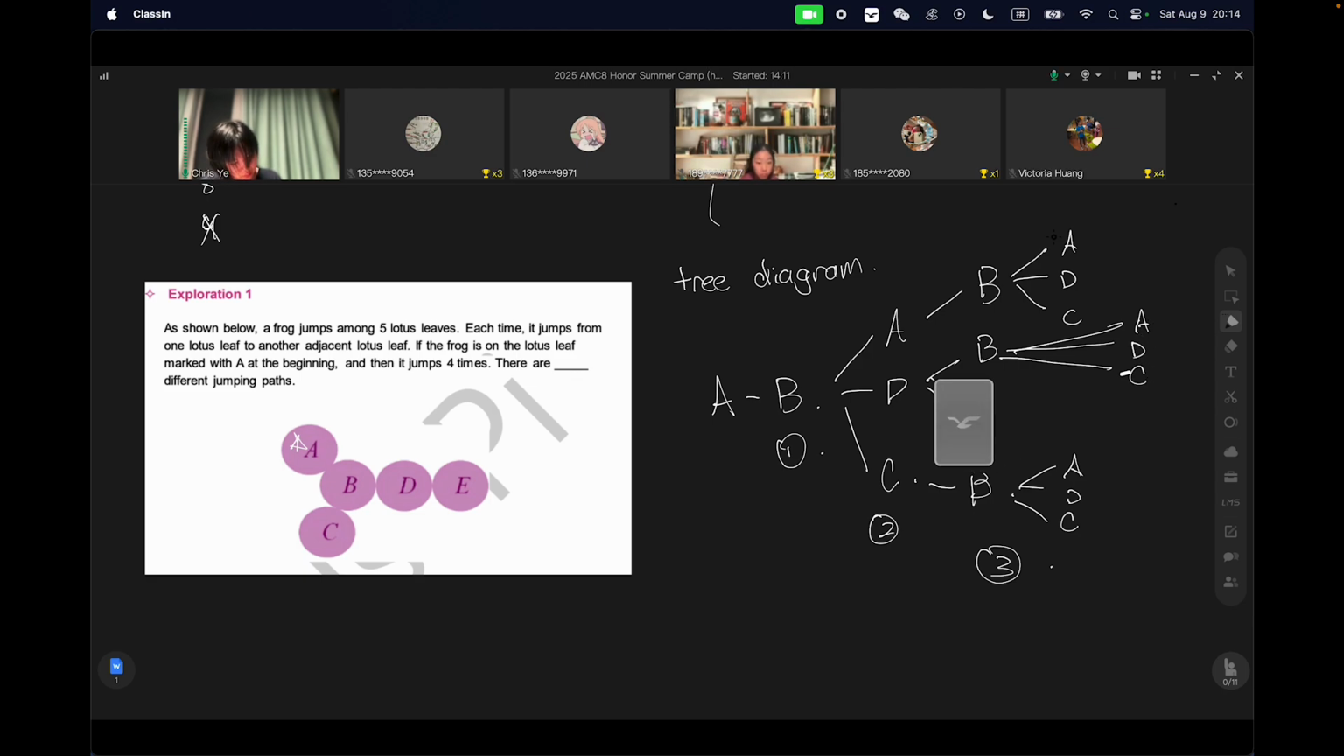Wait, sorry. D cannot jump to C. So D can only jump to B or E. And E can only jump back to D. So therefore, let's look at the outcomes here. There are 1, 2, 3, 4, 5, 6, 7, 8, 9, 10. So there are going to be 10 jumping paths at the end.